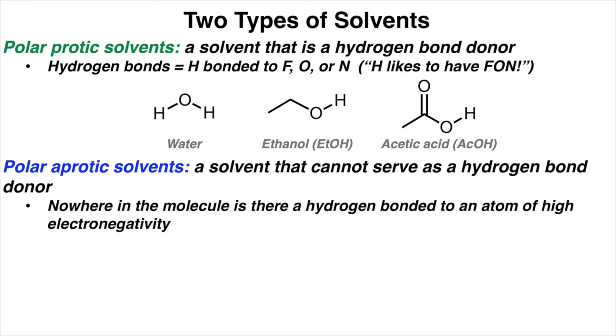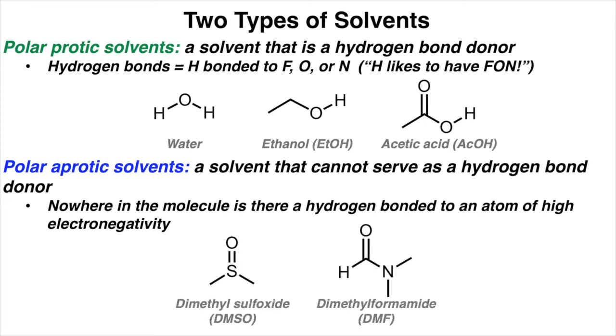The second type of solvent is polar aprotic solvent, which are solvents that do not have hydrogen bonds. Two common examples are dimethyl sulfoxide, or DMSO, and dimethylformamide, or DMF. These solvents are still polar because there's a difference in charge between the O and the S in DMSO, but they are aprotic because they do not have any hydrogen bonds.